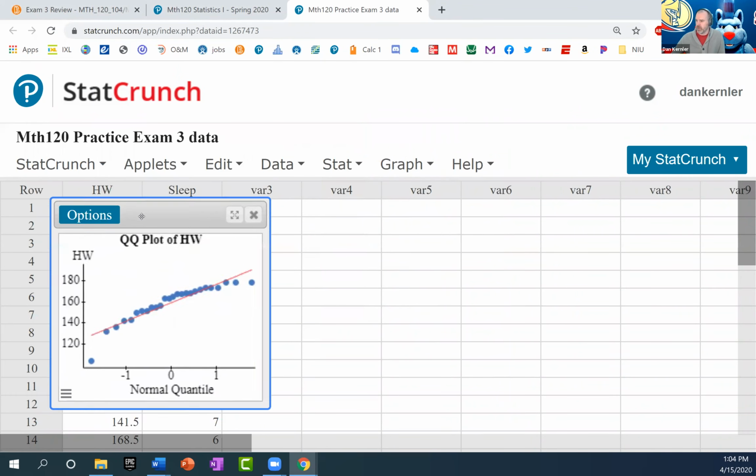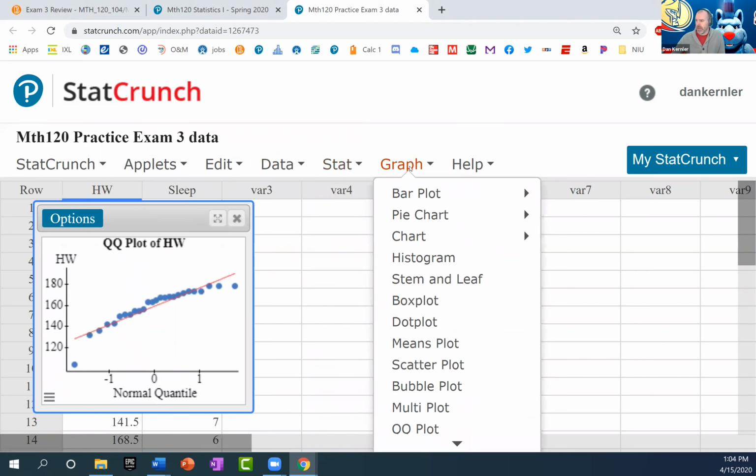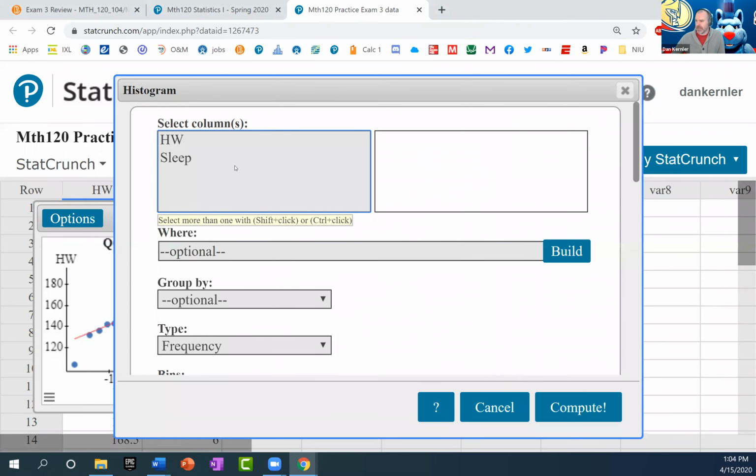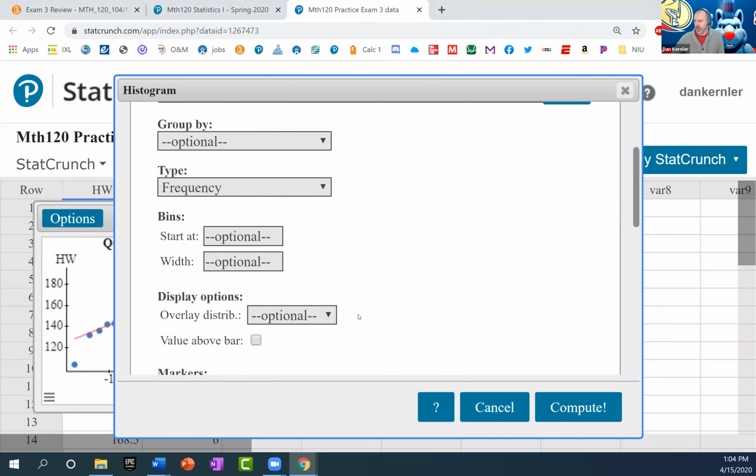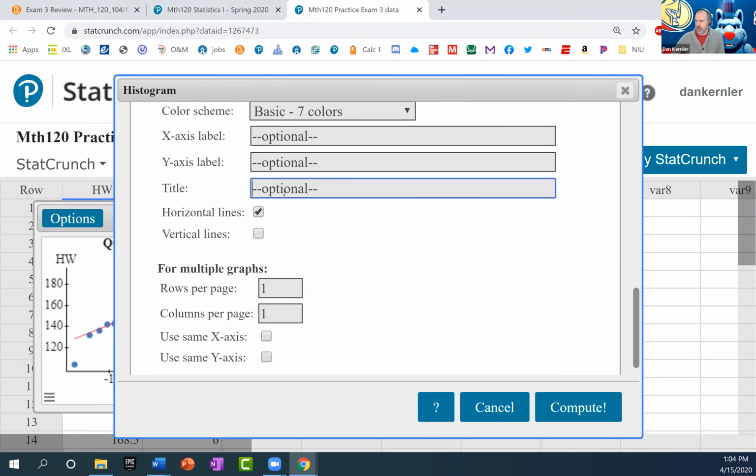Daniel's right. We could also do a histogram. We had talked previously about a box plot, but sometimes I find them hard to read for normal distribution. So, histogram of homework.